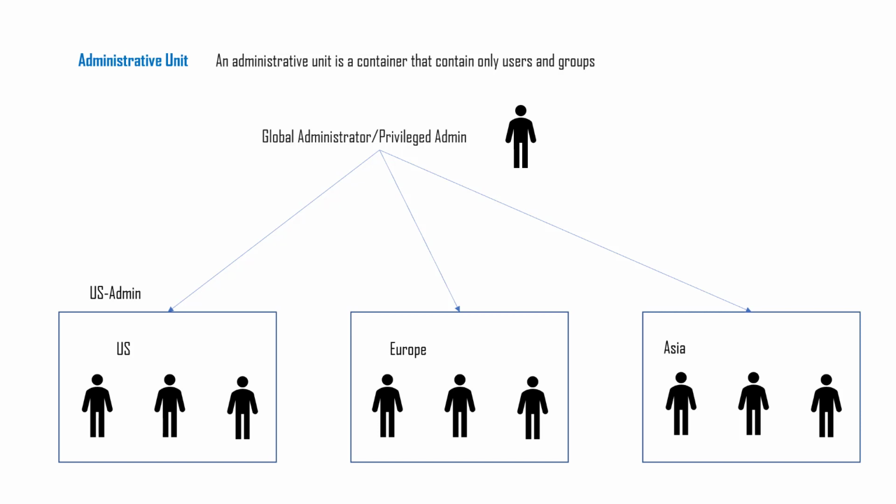And within these regions, you can have administrators who would have privileges just for that particular administrative unit. So here in this example, I'll create an admin who has rights over just the users within that particular administrative unit. Now, the administrative unit can, like I said previously, contain both users as well as groups. So let's create an administrative unit in Azure.